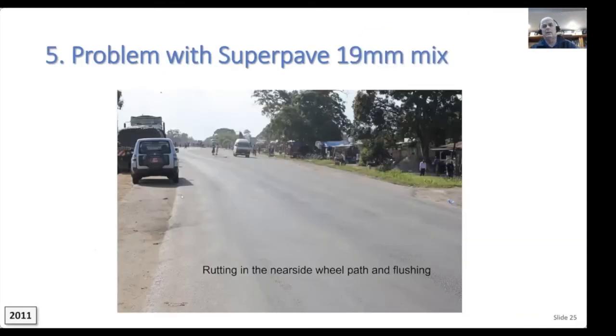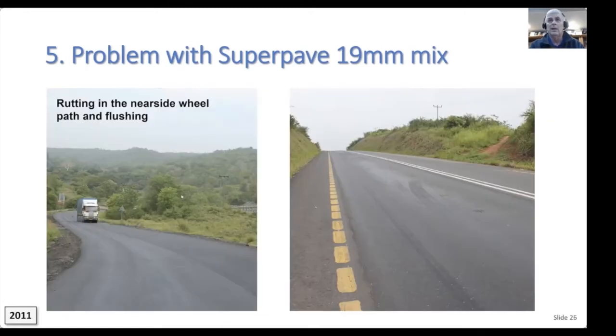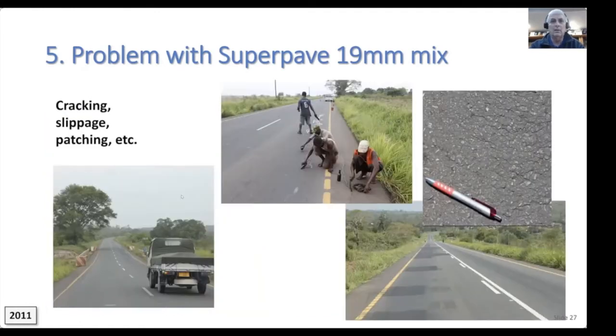Here I am in Africa looking at a Superpave mix as part of some of the early Superpave implementation. And at this particular location, we had rutting occurring here in the near side wheel path. You can see flushing as well. A bit further on the road project, again rutting and flushing occurring. And then a little bit further on, now we've got cracking and slippage, and so it's a mix. What's going on? One area is rutting, one area is cracking.